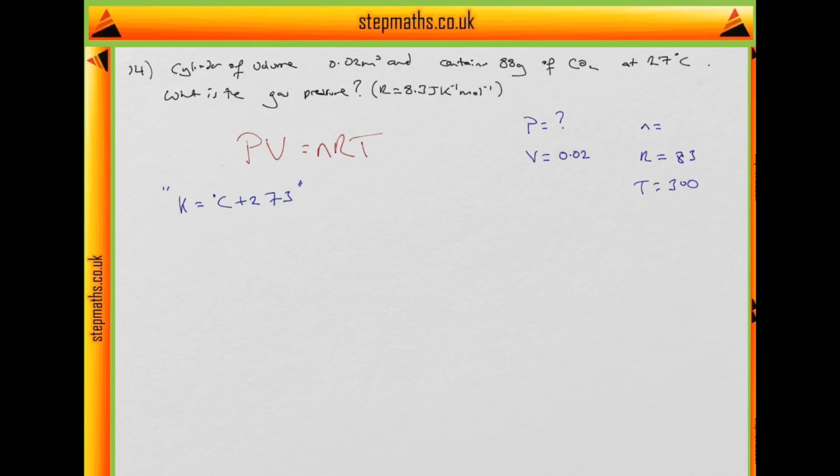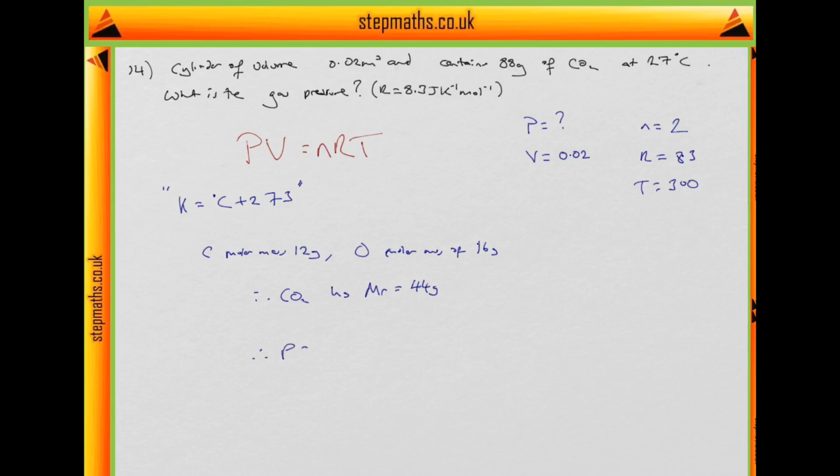Now what about the number of moles? Well, how much does 1 mole of CO2 weigh? Well, carbon has molar mass of 12 grams, and oxygen has molar mass of 16 grams. So CO2 has an Mr, a molar mass of, well, 12 plus 2 times 16. 12 plus 32, 44 grams. So we can read off clearly that we have 2 moles in 88 grams. So we can sub this in.